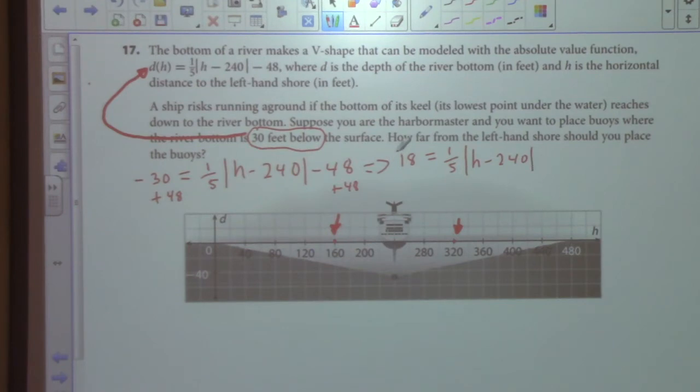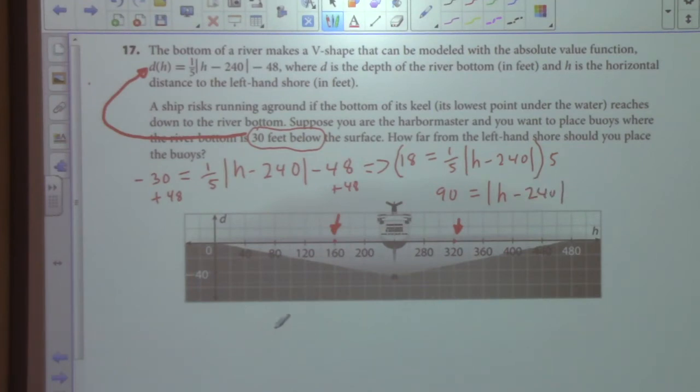And then, same thing, right? Everything we did before is still good. Multiply by 5. Yep, right? So we get, is that 90 now? So 90 equals h minus 240.